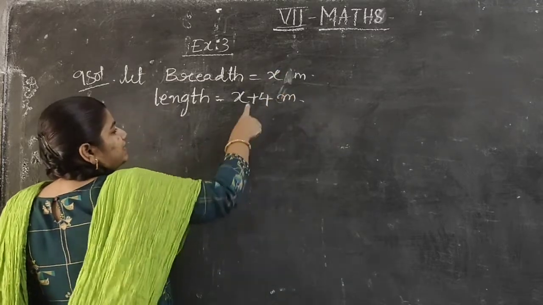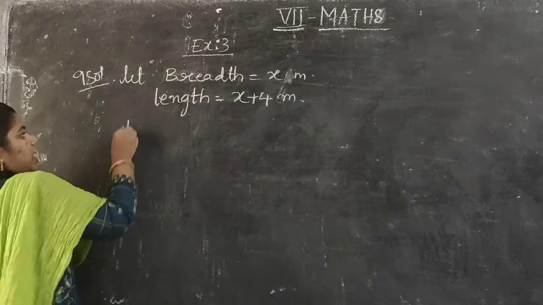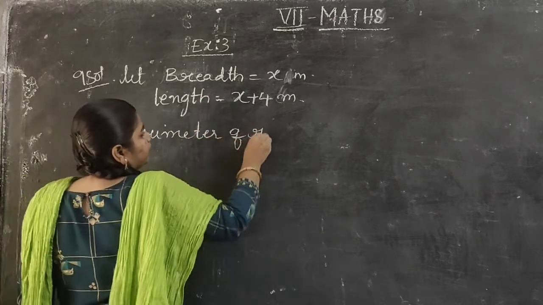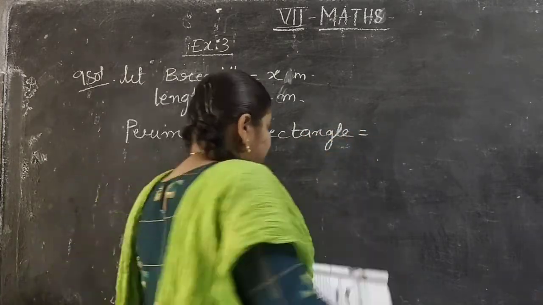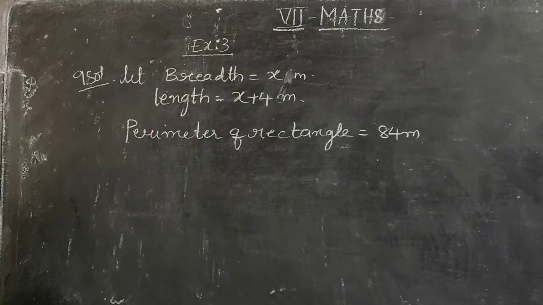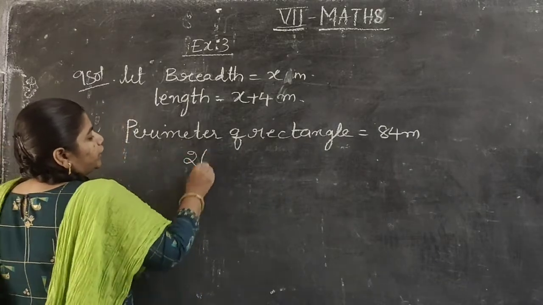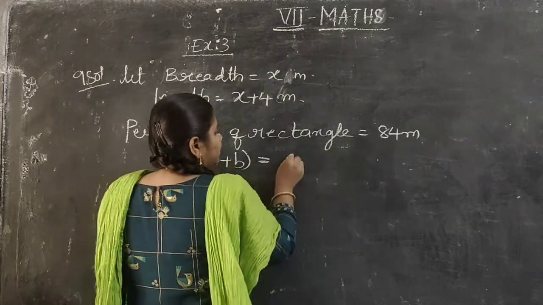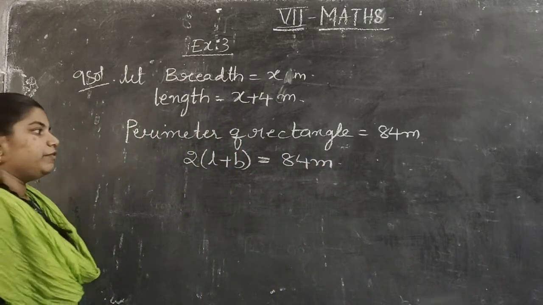Length of a rectangle is exceeds its breadth by 4. That means x plus 4 meters. And also they have given perimeter of a rectangle value as 84 meters. So by using this given information, we have to find the length value and breadth value now. So what is the perimeter of rectangle formula? That is 2 into L plus B is equals to this value they have given as 84 meters.